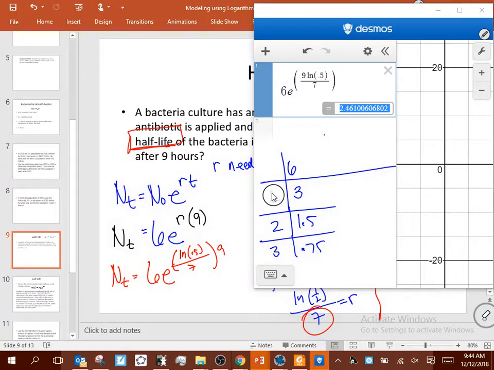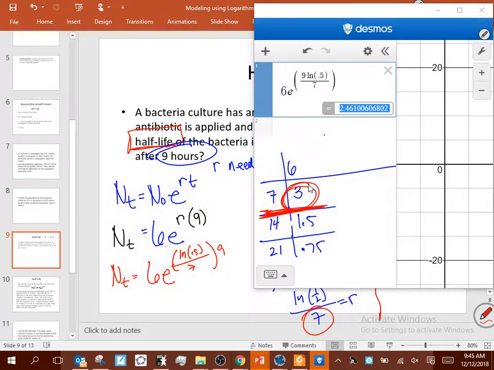One half-life, they said our half-life is 7 hours, right? This would be 14 hours. This would be 21 hours, right? How many hours elapsed throughout this procedure? 9, right? So wouldn't 9 hours be somewhere in between those two? And 9 is closer to 7 than it is to 14, right? So does it make sense that my answer of 2.46 is pretty close to 3?